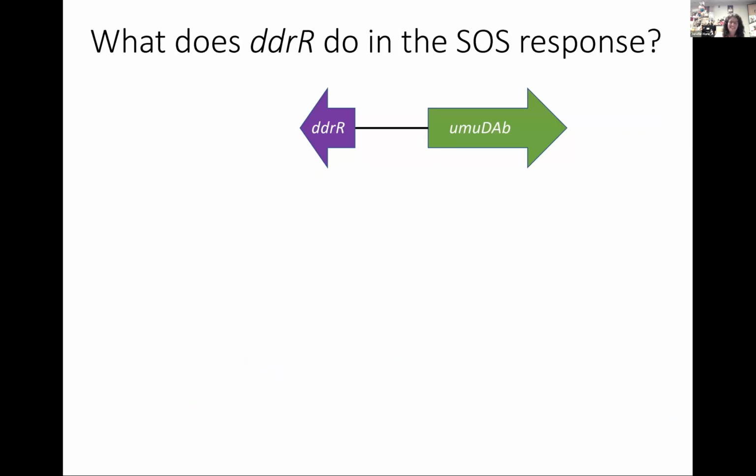And so we could move on from there. And there it got really even harder. The mystery being, what does DdrR do in the SOS response? It's the only gene besides the regulator UmuD-AB, besides all the UmuD-C proteins. So it seems like it's involved somehow. What is it doing?